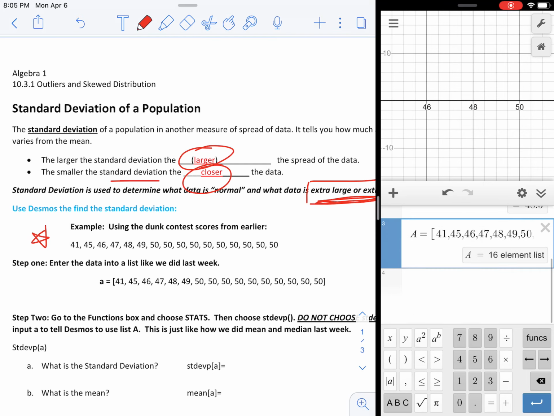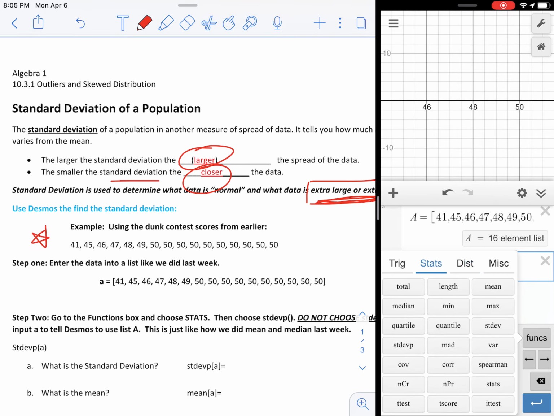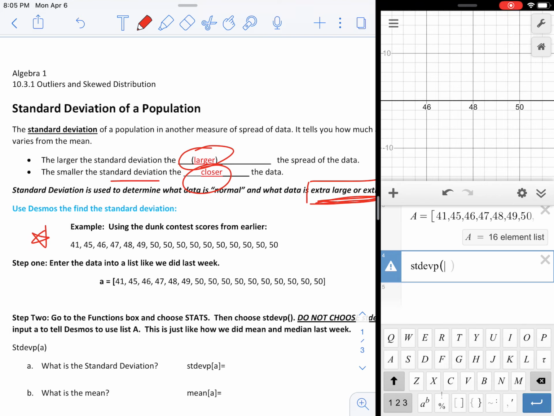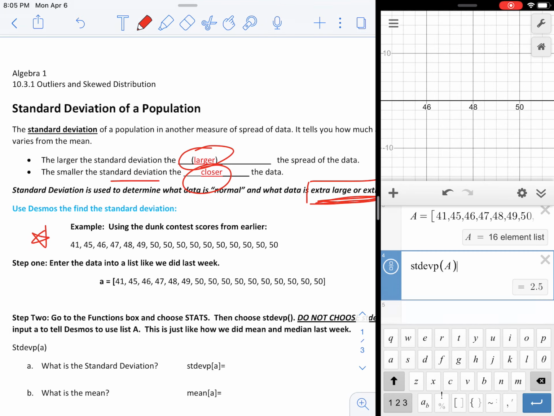Okay, and instead of now doing a box plot, we want to go back into functions, and you want to click standard deviation, which is under stats, but you want to click the one with a P. I'm not really sure why that is in Desmos. It's just the function that they use. Okay, so standard deviation with a P, and then type in your letter A. Okay, and that's going to tell you your standard deviation.